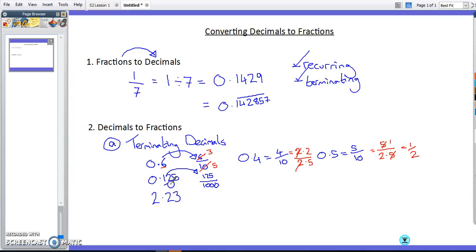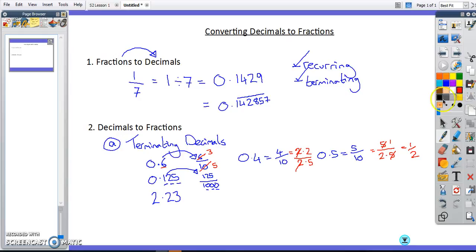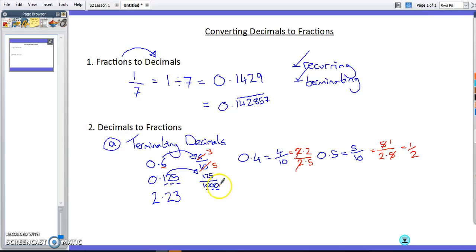You take the number of digits after the decimal point, and you make those zeros after your 1 in the denominator. And of course, again, this can be cancelled. 125 over 1,000, well, that definitely has 25 in common. 25 goes into 125 5 times, and 25 goes into 1,000 40 times. And I can cancel this again, because 5 goes into itself once, and 5 goes into 40 8 times. So that's 1/8.